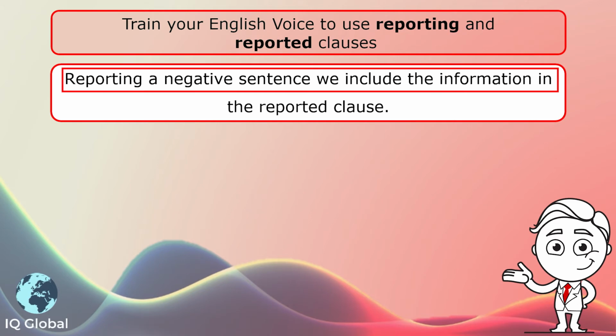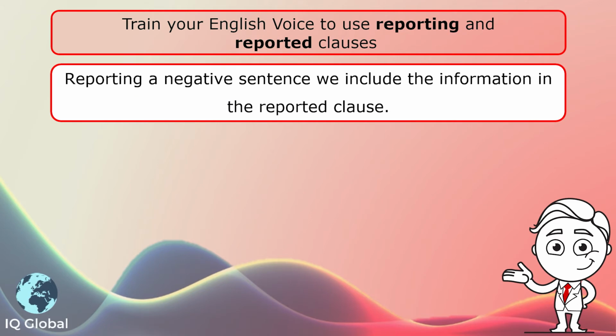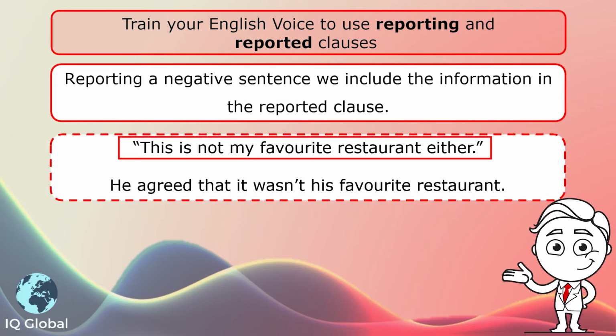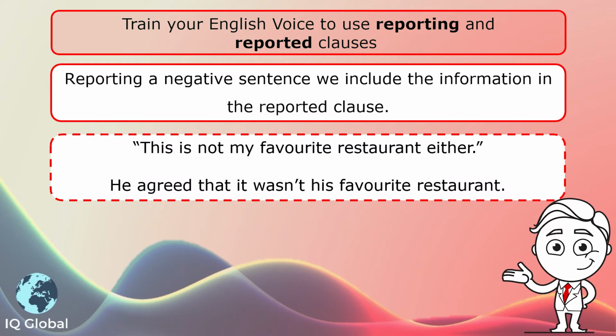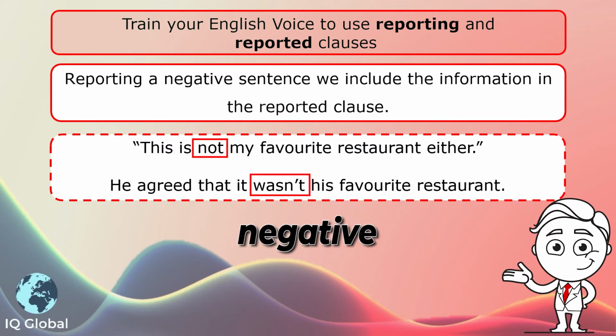Reporting a negative sentence, we can include the information in the reported clause. For example, "This is not my favourite restaurant either." That's a reporting clause. He agreed that it wasn't his favourite restaurant. That's the reported clause. Both are in the negative, not and wasn't.